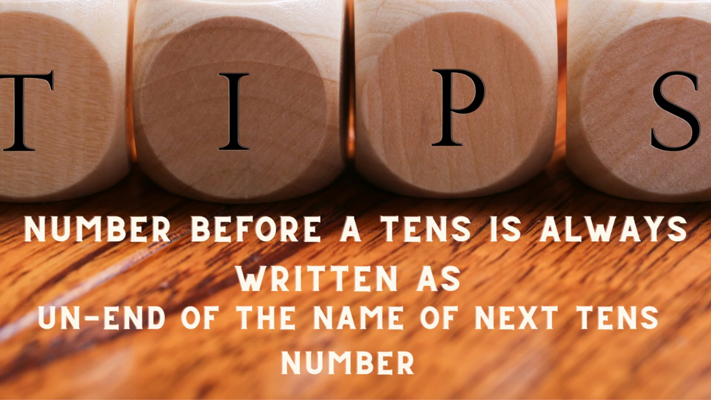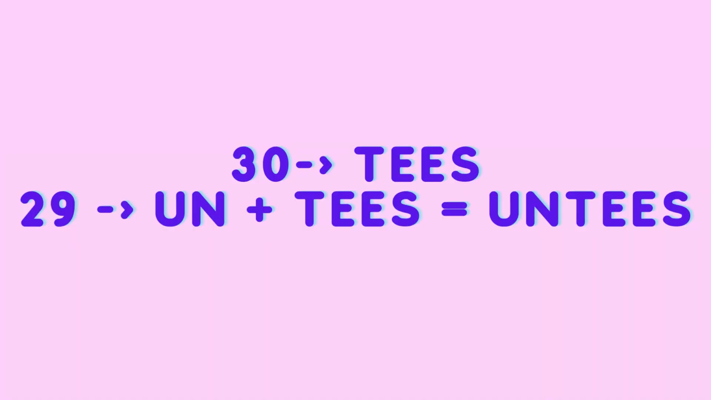The second tip is that the number before a tens will always have a "un" along with a part of the tens name with it. Let's understand with the help of an example. For example, let's take the number 29, right? So the next tens number for 29 is 30. 30 is known as tees. So 29 will become "un" plus tees, and "un" plus tees becomes untis.